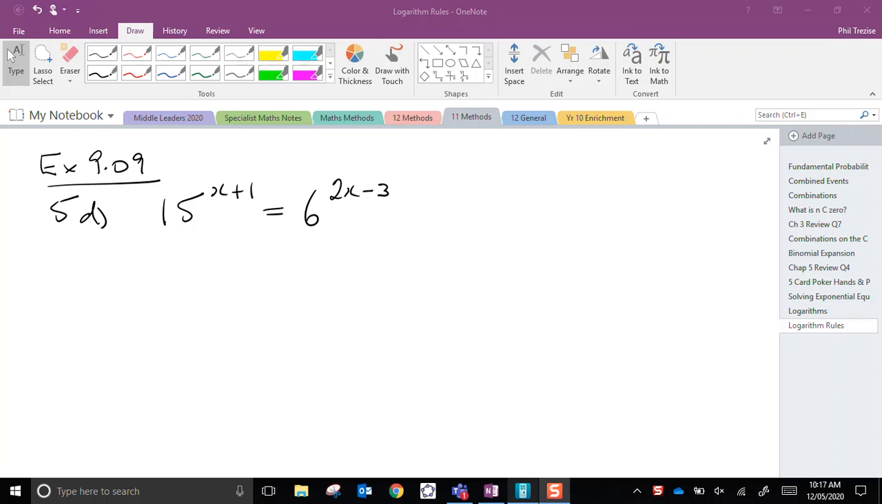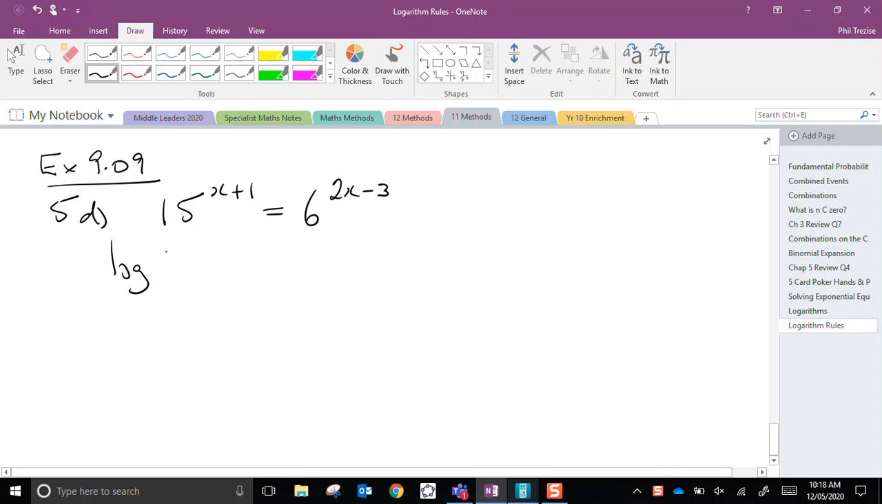Hi everyone, here is an example of solving an equation where the pronumeral x is an index or involved in the indices, and the general strategy for these would be to take logarithms of both sides. Now there are sometimes ways you can simplify, but I can't see any easy power of 6 which would equal 15 and things like that. So let's just go straight to taking a logarithm.